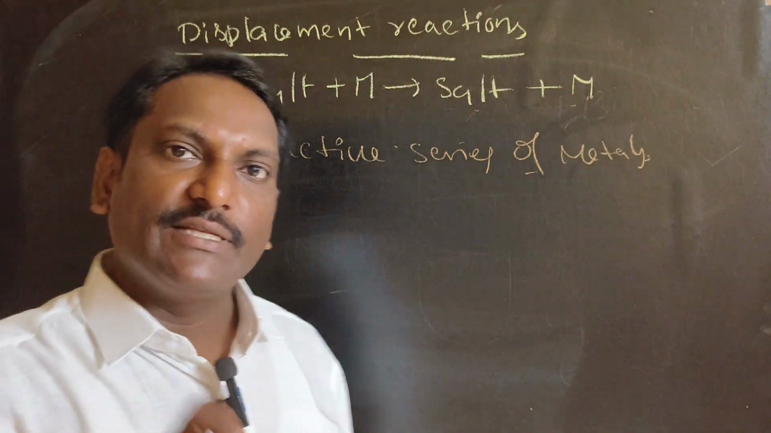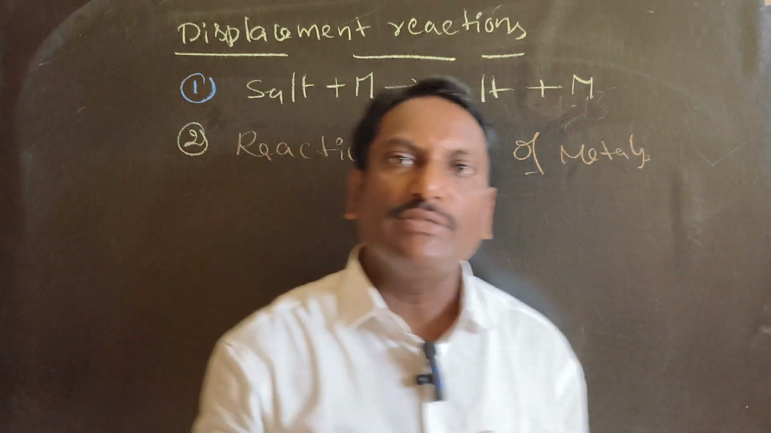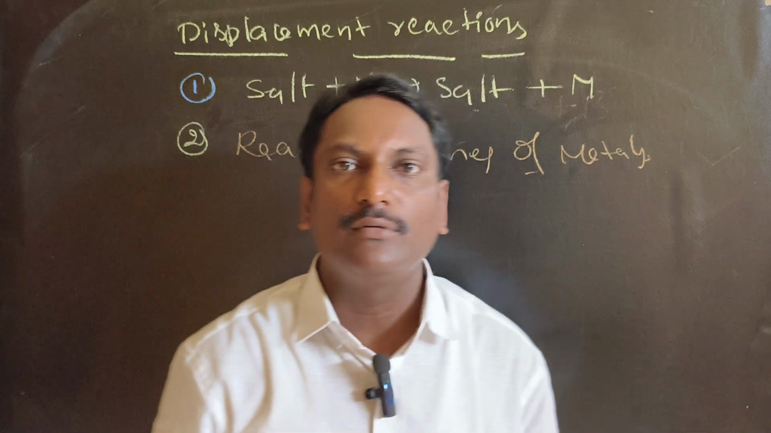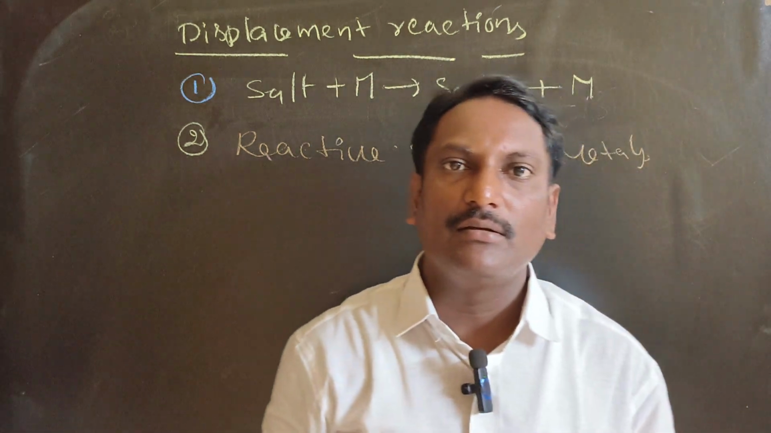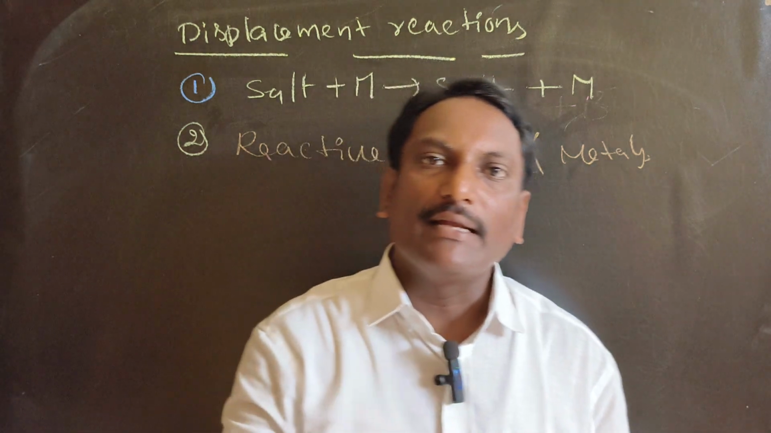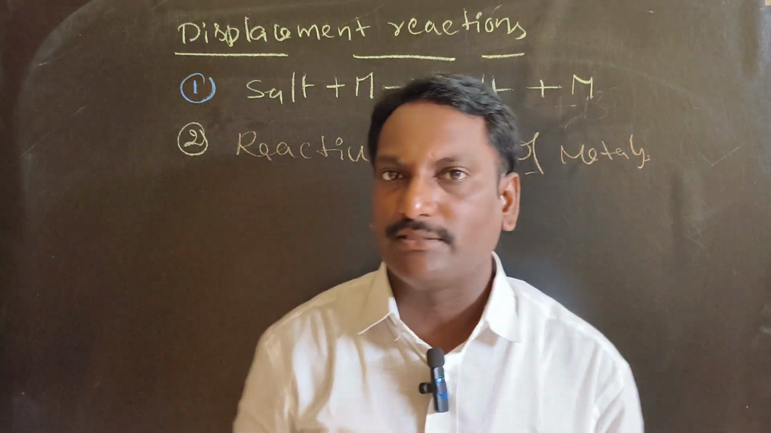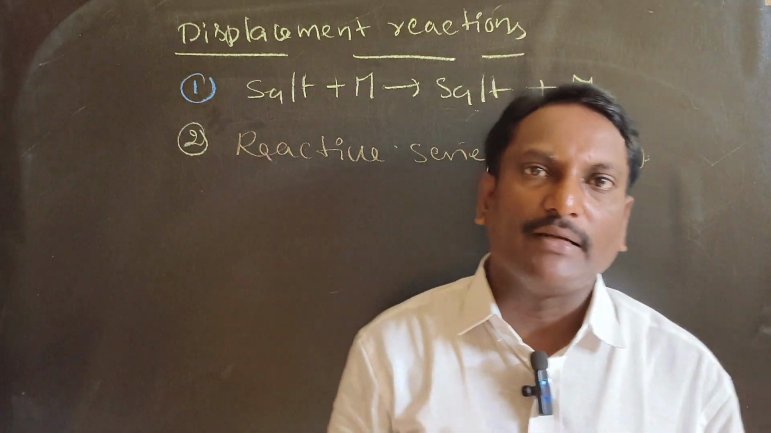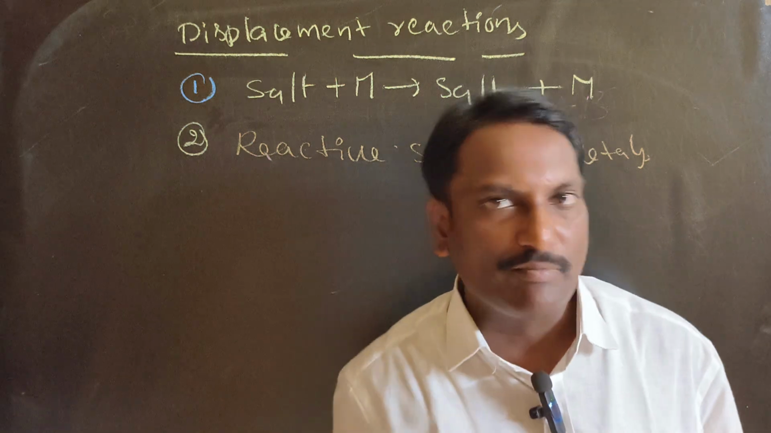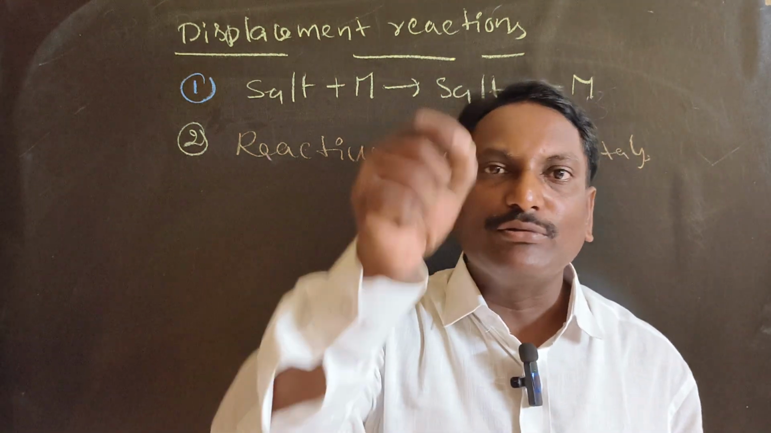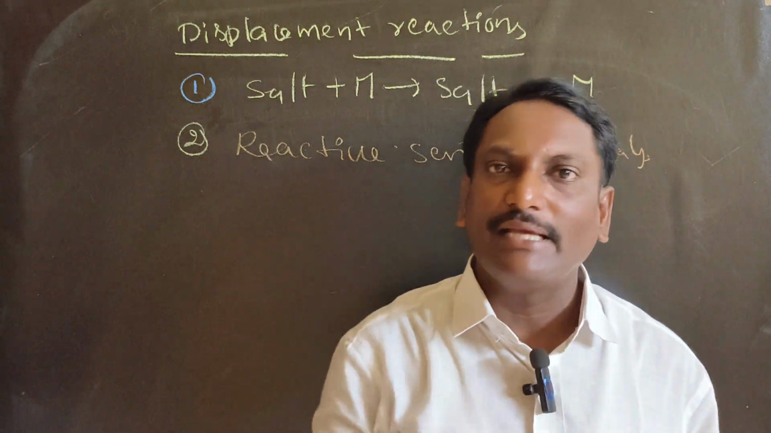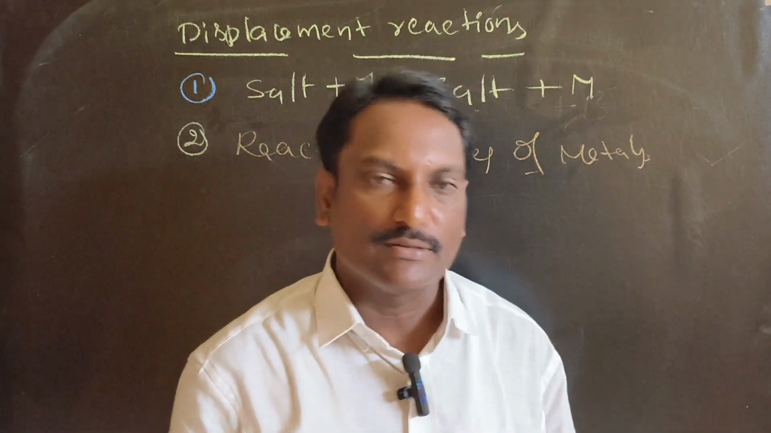What is meant by reactive series of metals? The reactive series of metals is a vertical column of metals arranged in decreasing order of their reactivity. By conducting several experiments, scientists have given one list of the metals according to decreasing order of their reactivity. This vertical column of metals is called reactive series of metals.